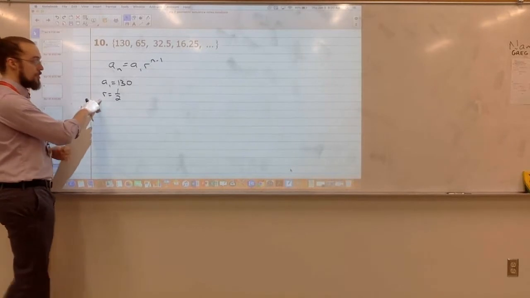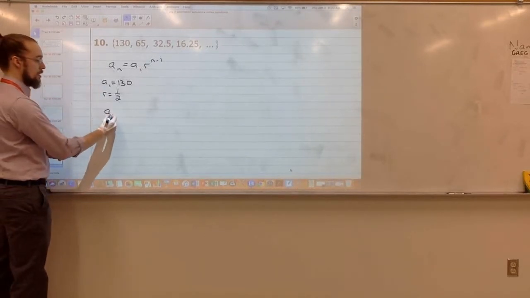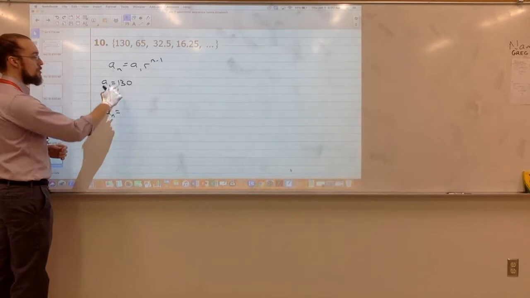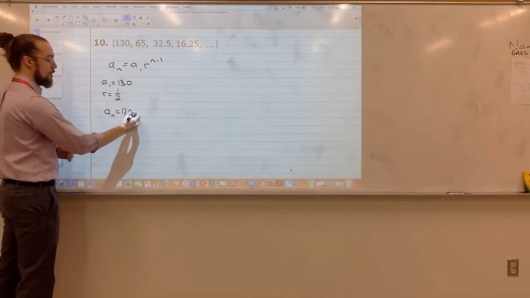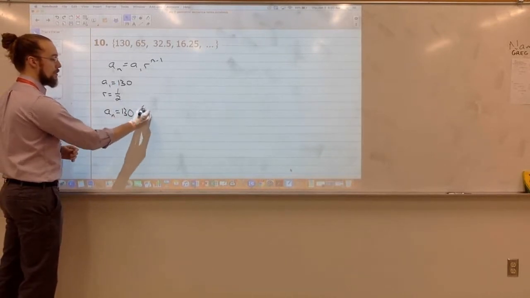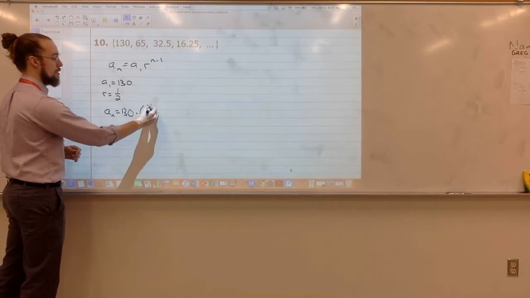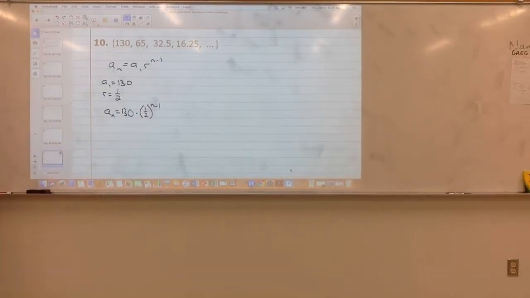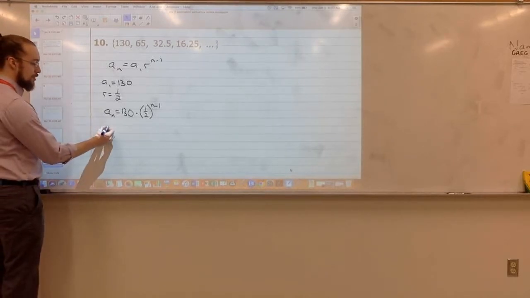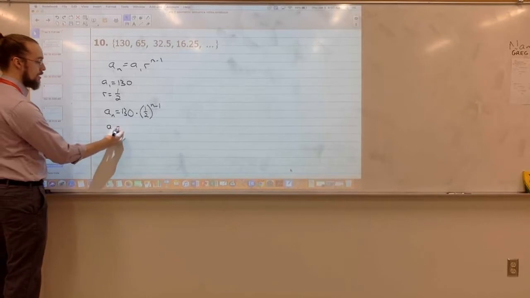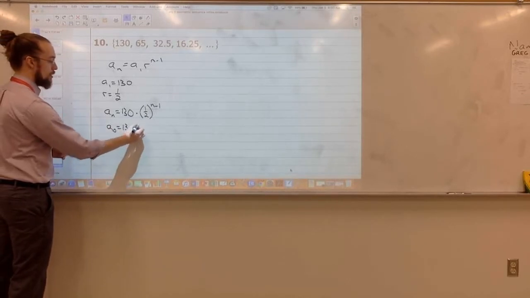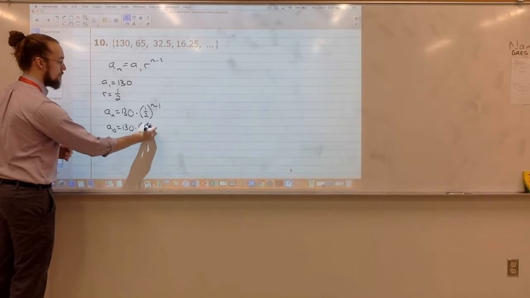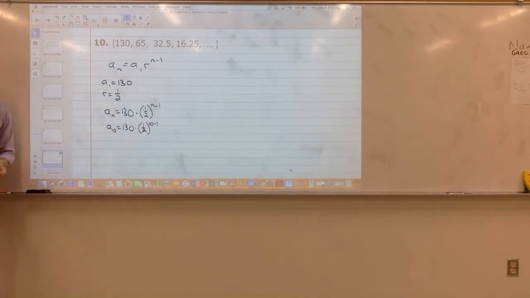So now I'm just going to take those two pieces of information and write my rule. So a sub n is equal to 130 times, I'm going to put this in parentheses. Whenever we have a fraction raised to a power, we generally put it in parentheses like that. Okay, so this is my rule. So now if I want the 10th term, I'll say a sub 10 is equal to 130 times 1 half to the 10 minus 1 power.